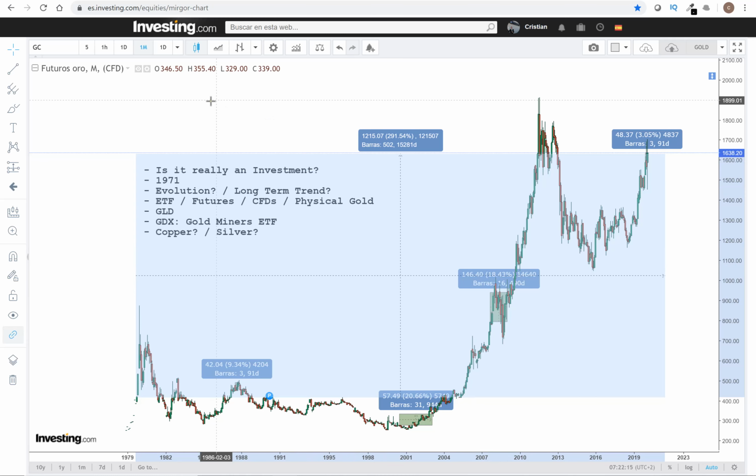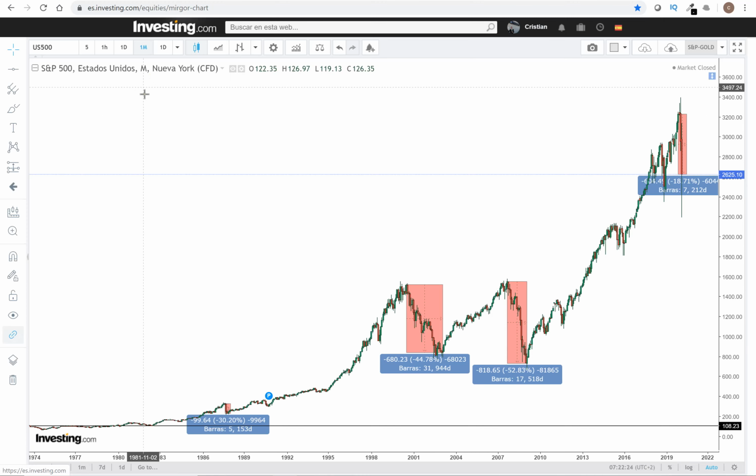We're going to analyze gold as an investment in comparison with the USA stock market, the S&P 500. The S&P 500 is one of the most important indexes around the world because it measures the behavior of the main 500 stocks in the USA market.